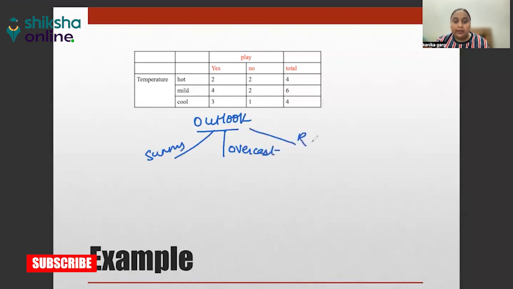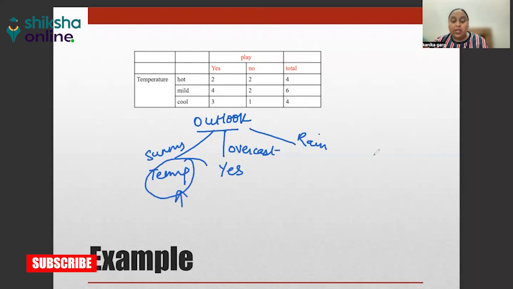overcast, sunny, and rain. Now for overcast, if you can see, it will always be yes. So whenever the outlook is overcast, the game will be played. And then for sunny, we will further calculate for temperature and maybe humidity, wind. That will all depend on their information gain. Okay, so this is how we calculate the entropies and then finally the information gain.